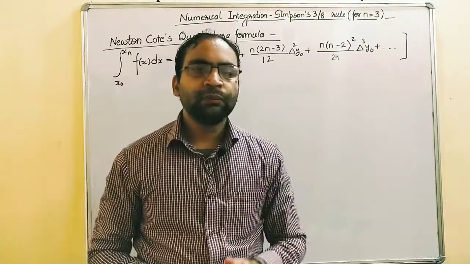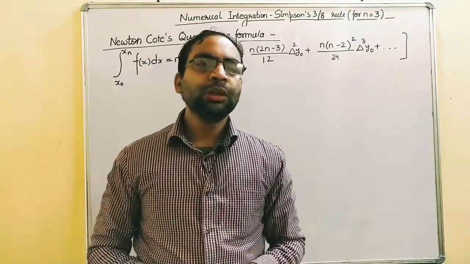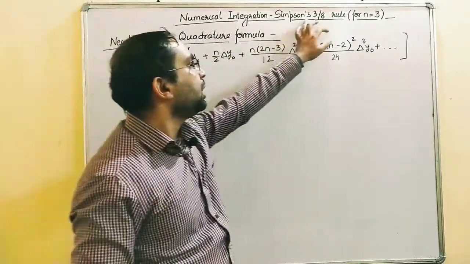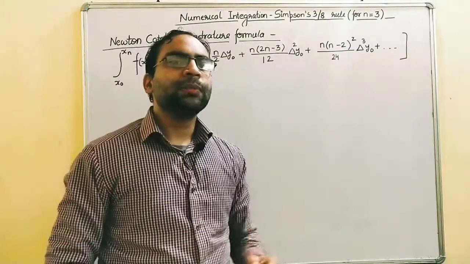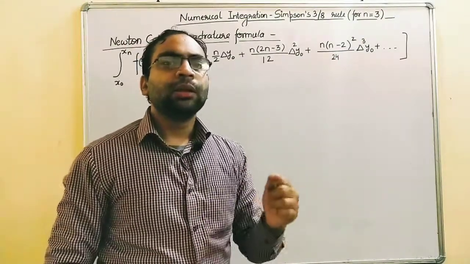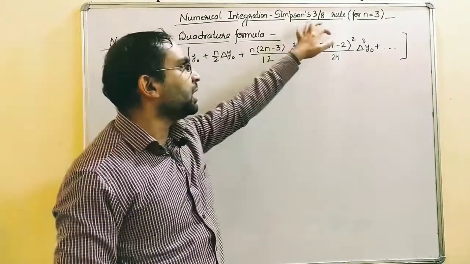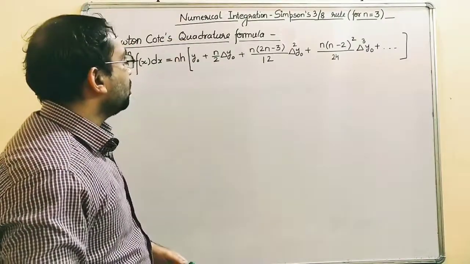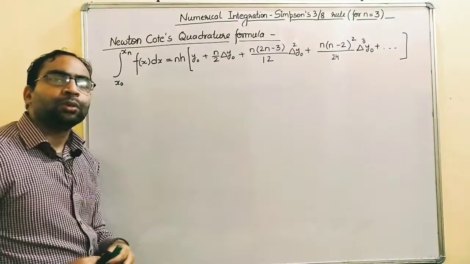In today's lesson, we will talk about one more formula to achieve numerical integration, and that is Simpson's 3 by 8 rule. In the previous lesson, we had seen Simpson's 1 by 3rd rule. So let's see how we can derive Simpson's 3 by 8 rule first, and then we'll see an example and solve the numerical integration with the help of this Simpson's 3 by 8 rule.